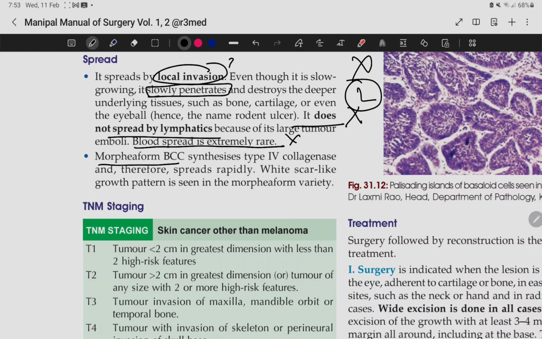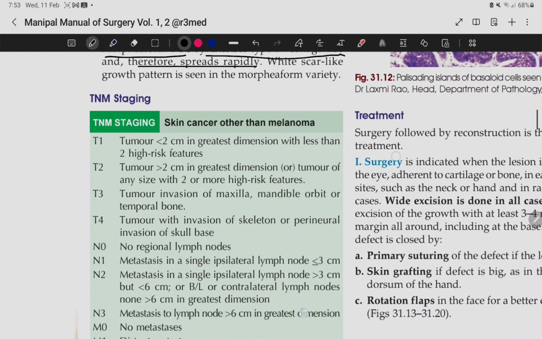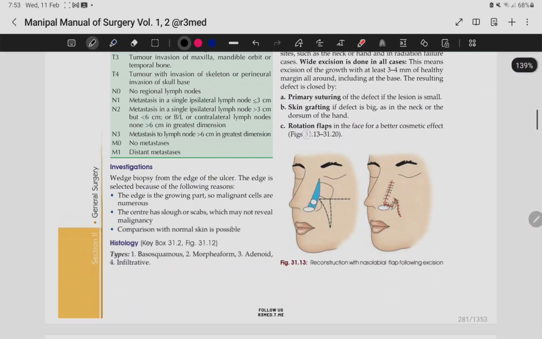Then morphiform BCC synthesizes type 4 collagenase, therefore it spreads rapidly. A white scar-like growth pattern is seen in morphiform. So this classification is not that important.